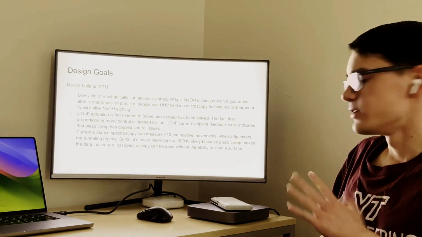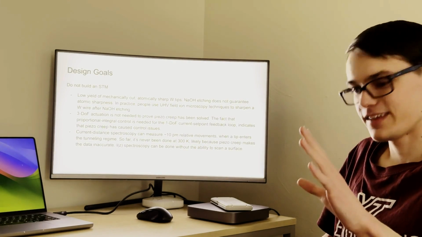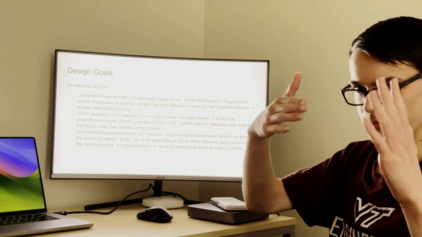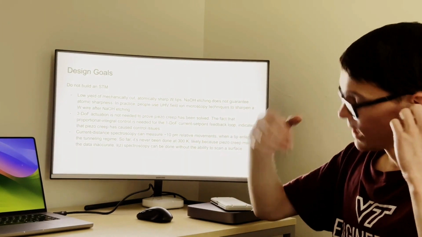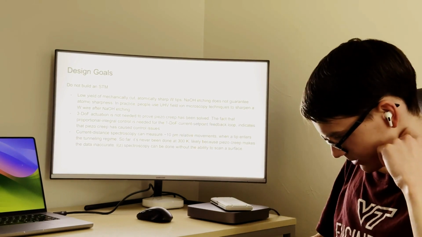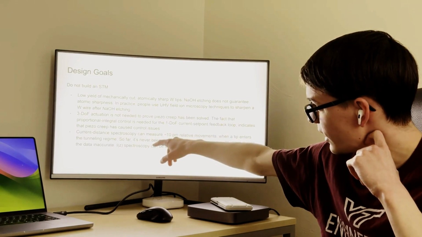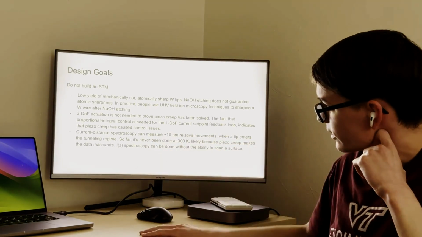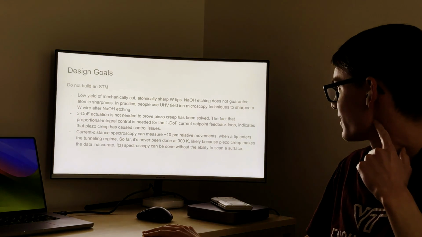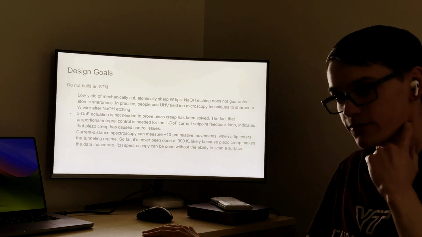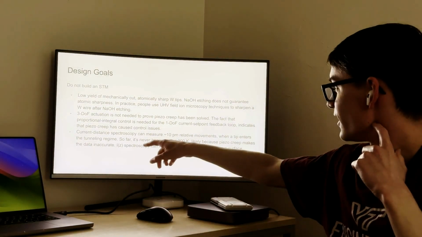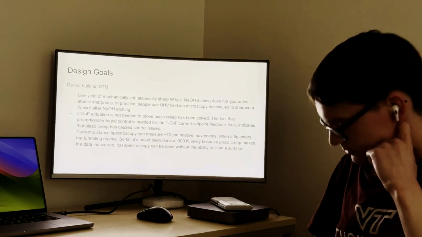Yeah, so my design goals were not to build an STM. They were just to try to get that approach, the tip to the surface, without piezo creep interfering with it. I was told yesterday that this bottom point is huge, probably based on how I phrased it, but I think it is because that's what I was going to try first, the IZ spectroscopy.